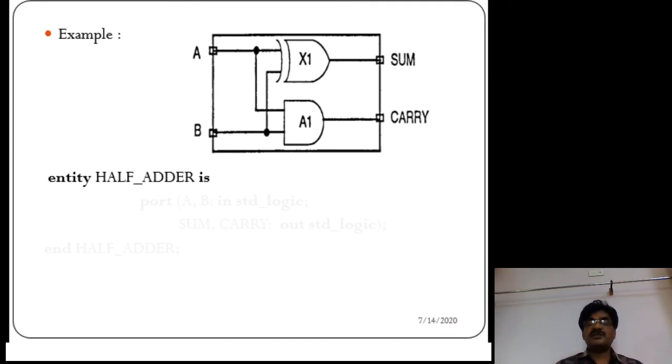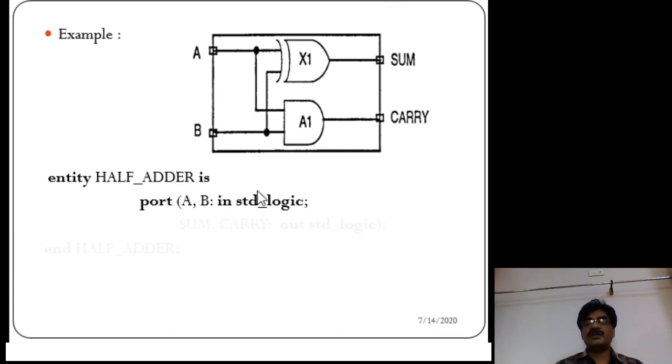Okay, so next, as per syntax, here port of a comma b colon, here mode is in, then type is standard logic. So what are A and B? A and B are the input signals. As per the half adder circuit, A and B are the names of input signals. So signal names A comma B, you can write separately or you can write in the same line like this. Colon followed by mode. Here mode is in, because A and B both signals are inputs to the half adder. That's why the mode word is in.